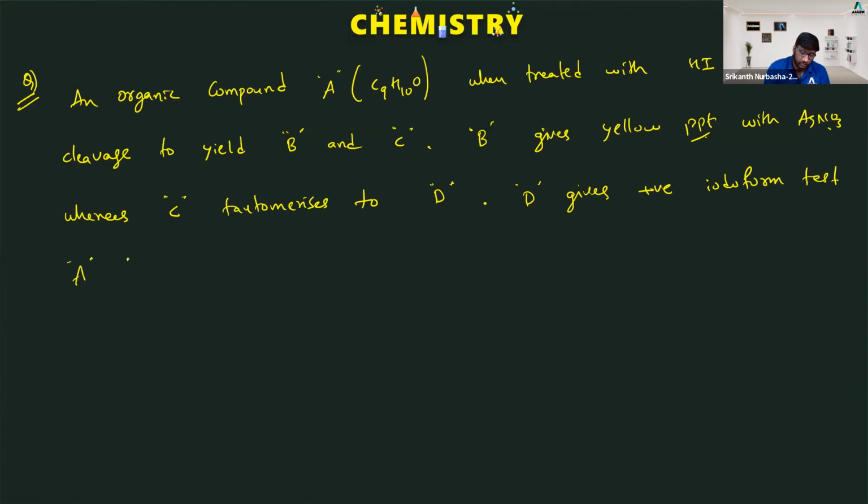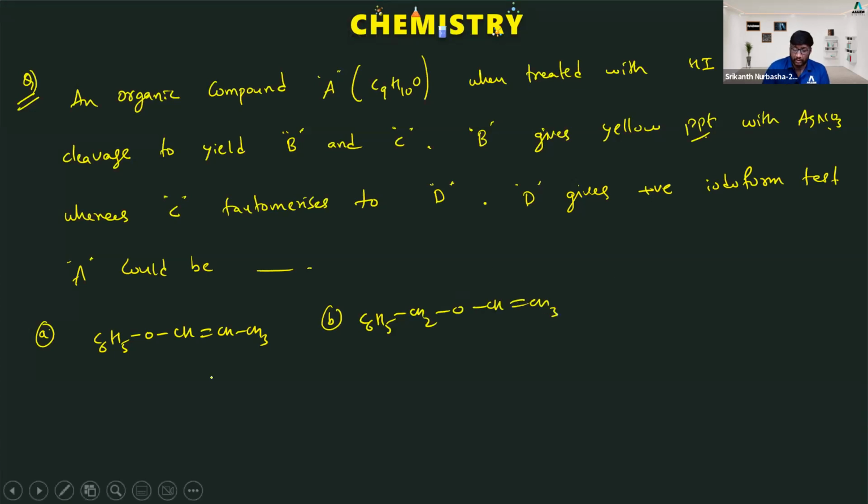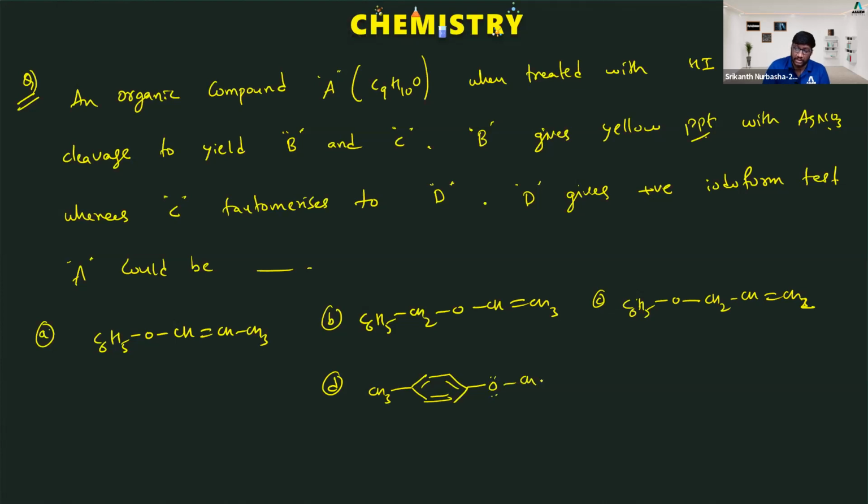A could be: option A, C6H5 OCH double bond CH CH3. Option B, C6H5 CH2 OCH double bond CH3. Option C, C6H5 O CH2 CH double bond CH3 double bond CH2. Option D, CH3 CH4 OCH double bond CH2.